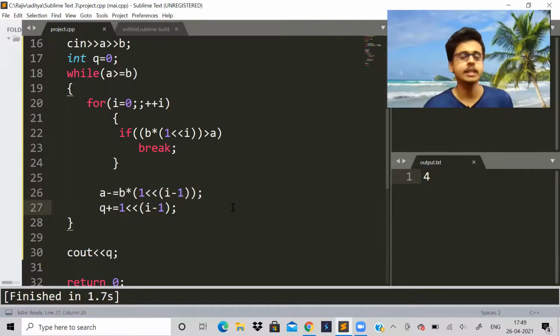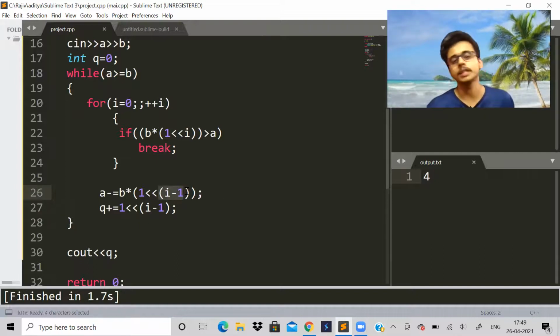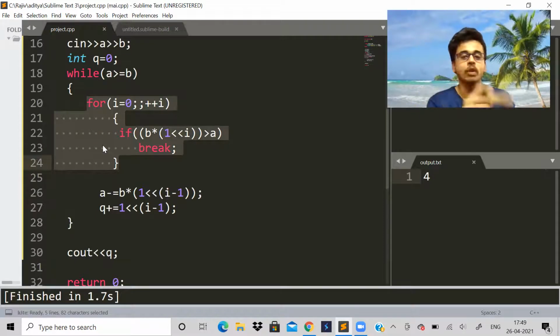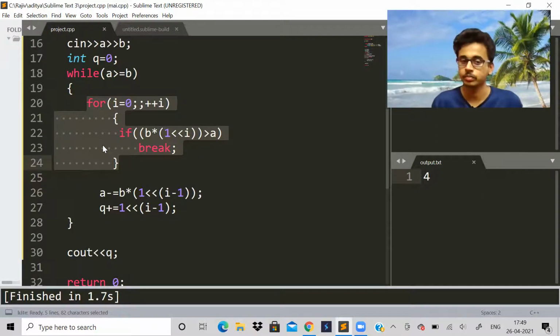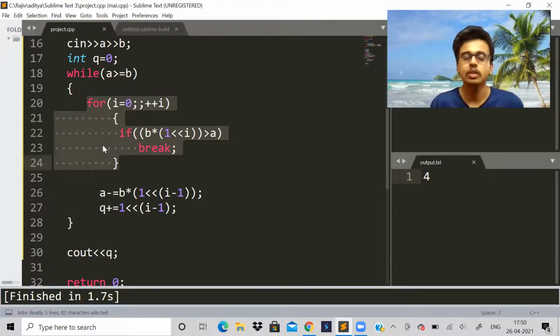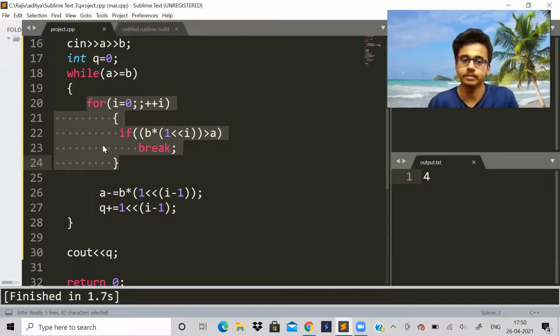What is 2 power x in bitwise operator? How to write 2 power x? 1 left shift x. Over here x is equal to i minus 1. I want you to find out why it is i minus 1. You can easily figure out if you understand what is happening in this for loop. Whatever is happening, you can easily identify what I'm trying to do. So 1 left shift i minus 1 is nothing but 2 power i minus 1 or 2 power x. 2 power anything is 1 left shift that anything.